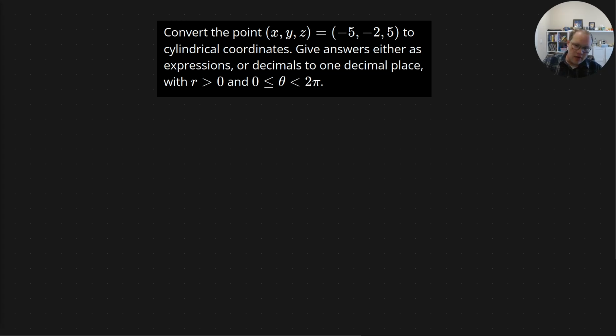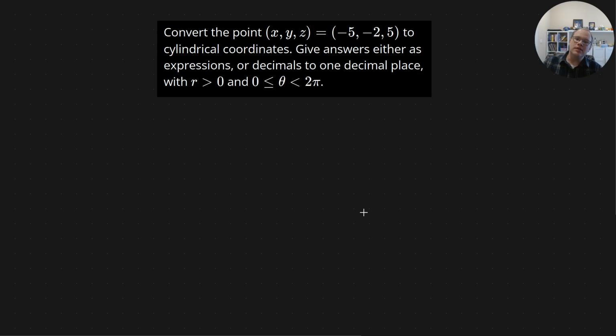Let's take a look at another example. This time we want to go the opposite direction. We have a point in rectangular coordinates, and we want to convert it to cylindrical coordinates. Now, we do have some extra instructions here. We want r to be greater than 0. We want theta to be between 0 and 2 pi.